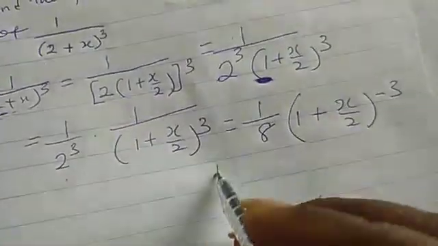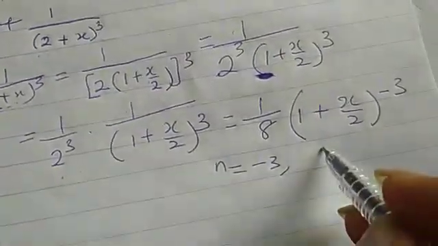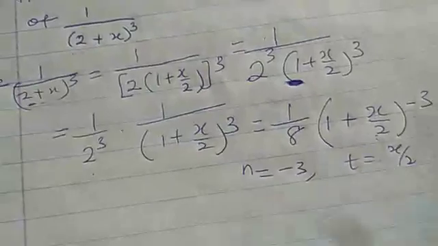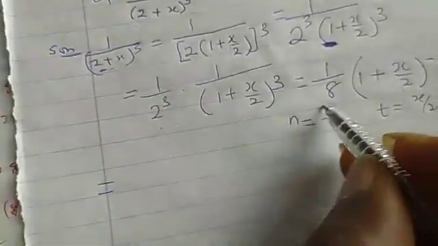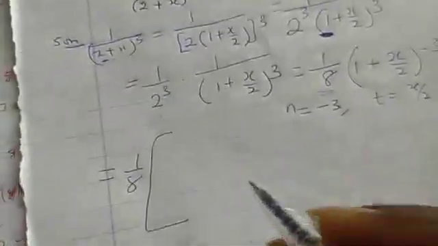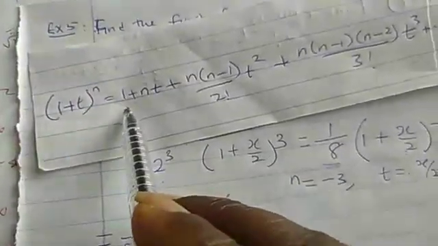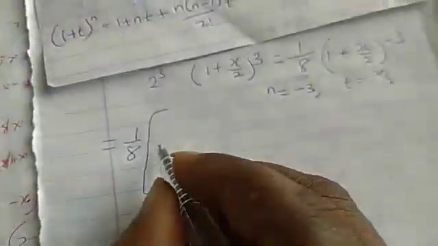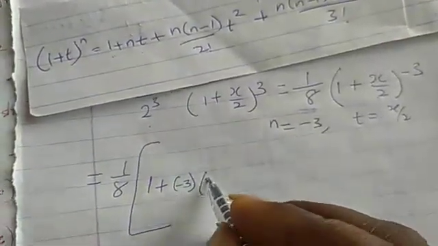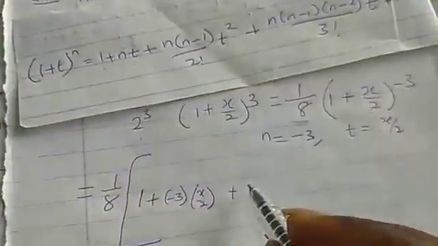From this place, we now observe that my n is minus 3 and my t is x over 2. This is my n, this is my t. Don't forget that there is a constant here which is 1 over 8. Our answer is 1 over 8 into whatever the formula will give me. This is the formula once again. The formula starts from 1 plus nt, and that will give me 1 plus our n is minus 3, while our t is x over 2, plus n into n minus 1 over 2 factorial.